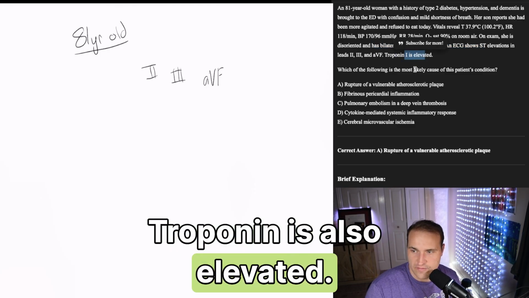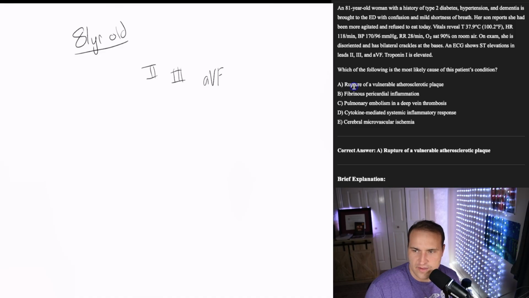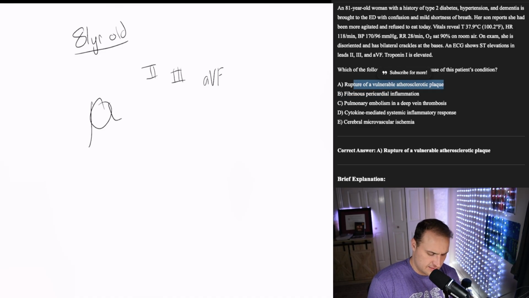Troponin is also elevated. So the correct answer is she has a rupture of a vulnerable atherosclerotic plaque. The way that I think about this presentation here is we got chest pain, ST elevation, and crackles. That tells us it's a myocardial infarction. It's a type of acute coronary syndrome. So acute coronary syndrome, what even is that?